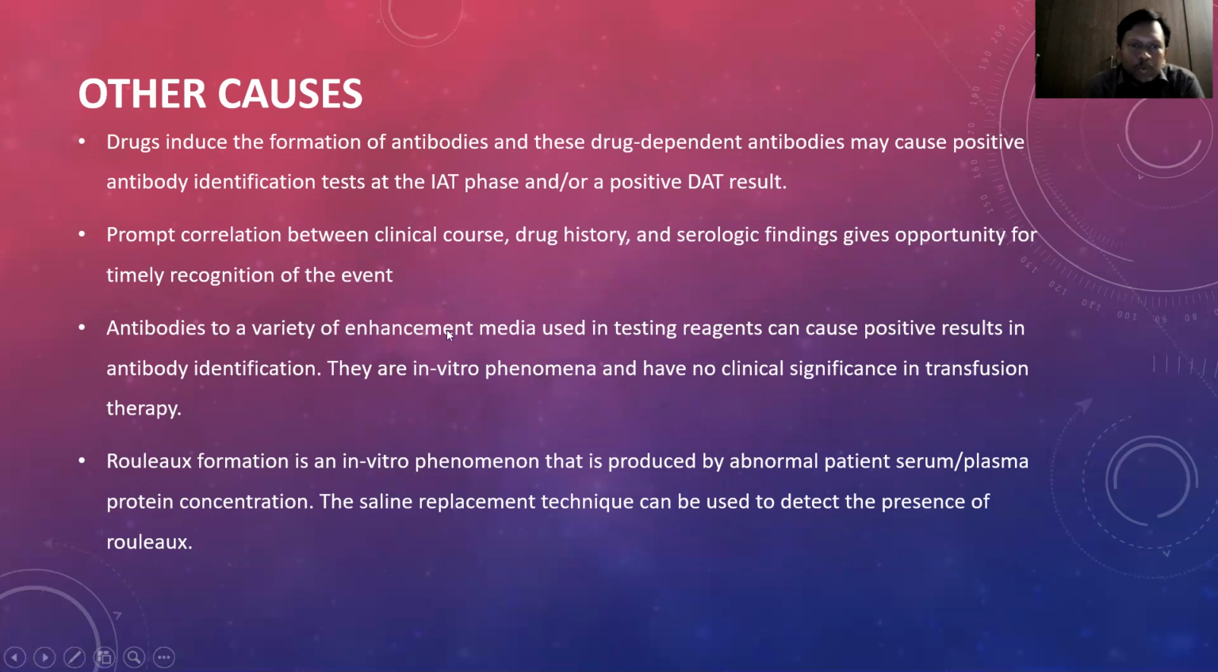Antibodies to a variety of enhancing media used in testing reagents can cause positive reactions in antibody identification. Similarly, they are in vitro phenomena and have no clinical significance in transfusion therapy. Rouleau formation is also an in vitro phenomenon, produced by abnormal patient serum protein concentration. So we can use a saline replacement technique to detect the presence of rouleau. These are other causes which can interfere when we are doing antibody identification.